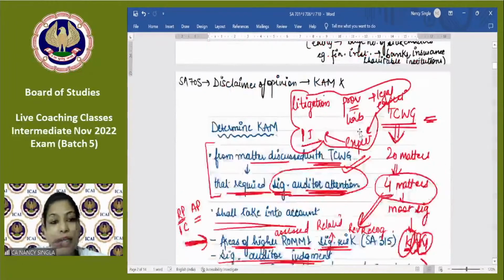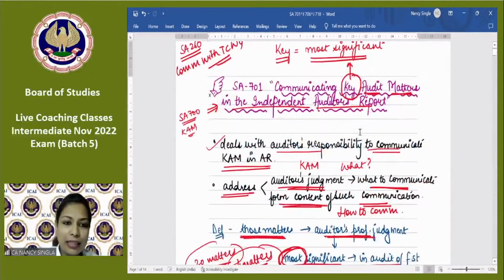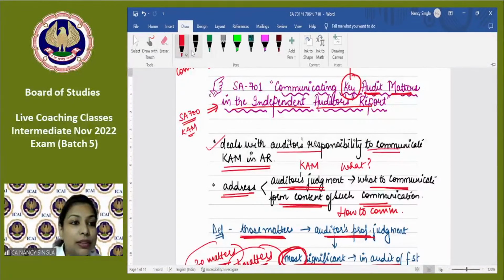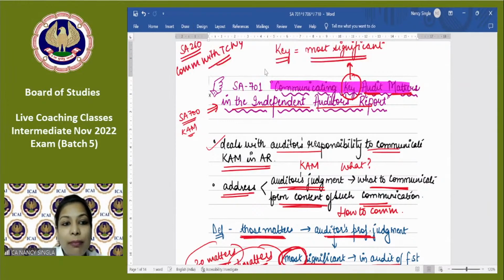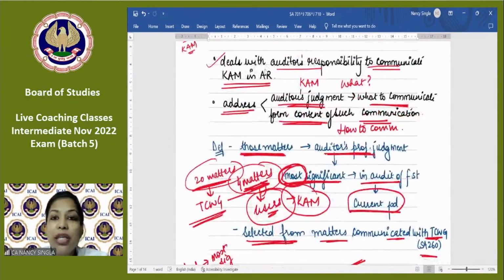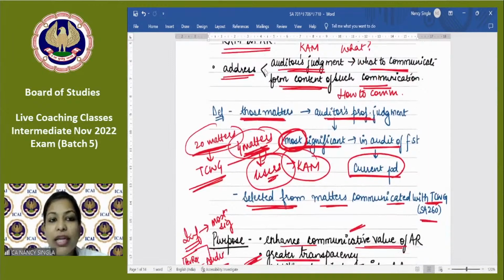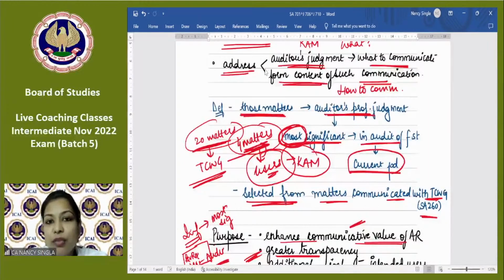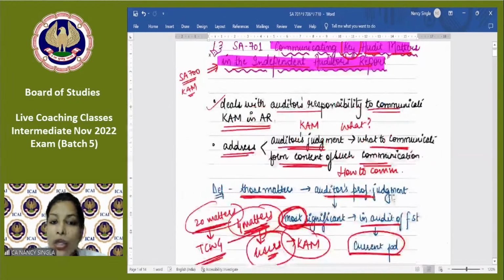Now let us just quickly have a look at the summary. So what is the name? Communicating key audit matters in the independent auditor's report. So it deals with the auditor's responsibility to communicate key audit matter in audit report. It addresses the auditor's judgment as to what to communicate as key audit matter and the form and content of such communication.